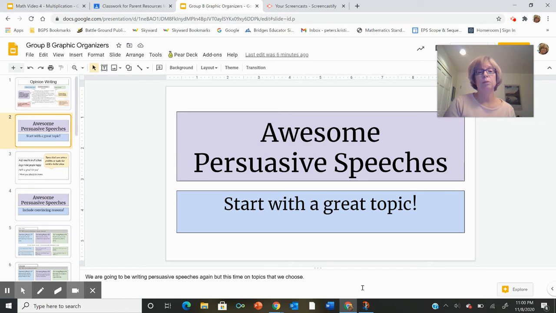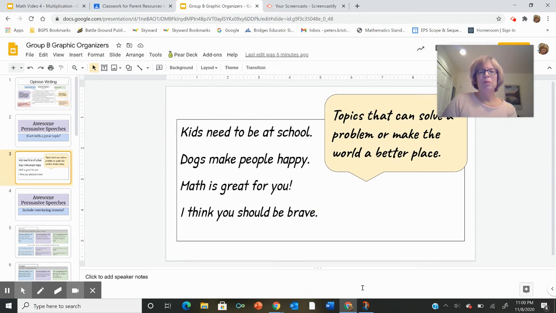What I do find is sometimes kids choose topics that they don't have a lot of background knowledge on, and it makes the next part of this process a little more difficult. But I'm hoping with some family help, we can make it through. We again are talking about topics that solve a problem or make the world a better place. A few that kids have thought of are: kids need to be at school, dogs make people happy, math is great for you, and I think you should be brave. If we can get a good topic, especially if kids can select something they're really interested in, it helps create some investment in their writing.